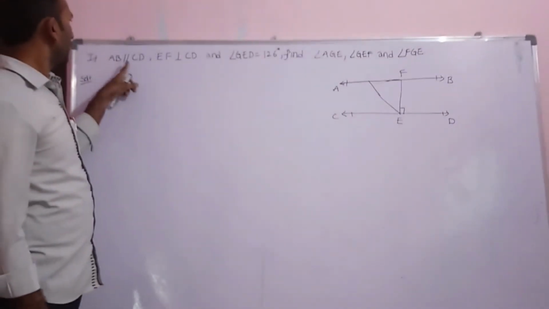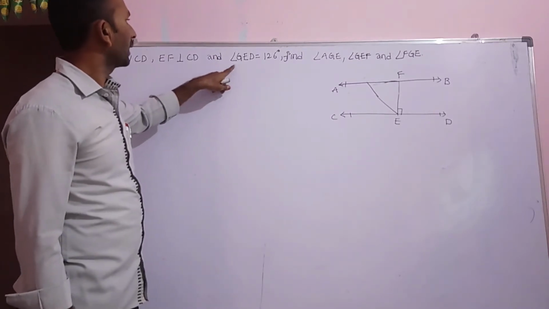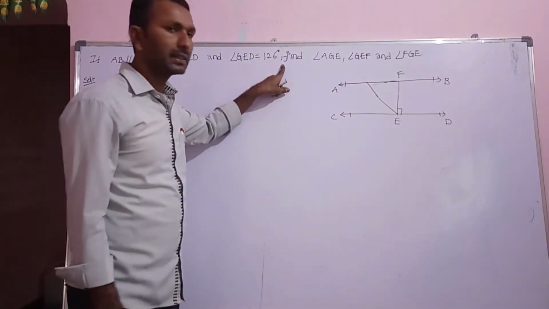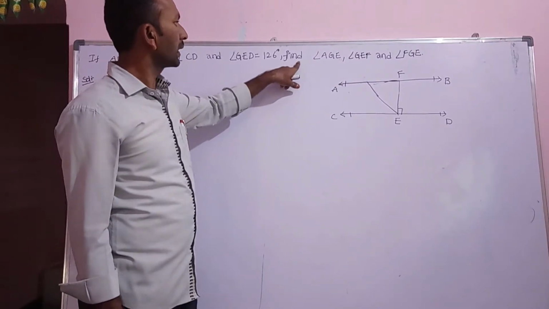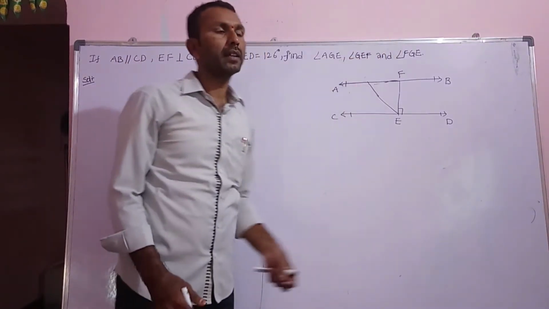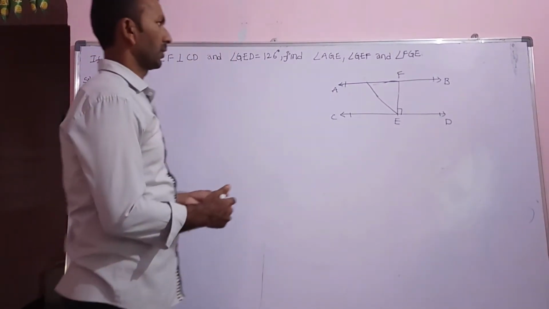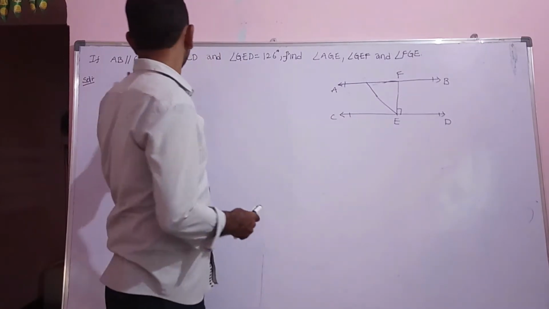AB, if AB is parallel to CD, EF is perpendicular to CD, and angle GED equals 126 degrees, then find angle AGE, angle GEF, and angle FGE. These three angles we need to find out. Okay, and what are the lines?